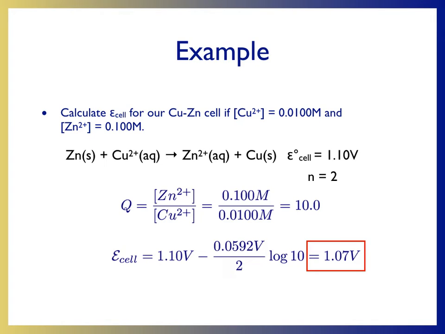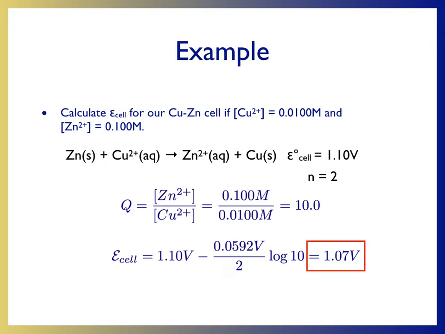Note that if the second half of the equation equals the standard cell potential, then the entire cell potential would equal 0. This explains how batteries die. The concentration of the battery's contents changes such that the standard cell potential equals 0.0592 volts over 2 times the log of Q. This will then give you a zero cell potential, or dead battery.